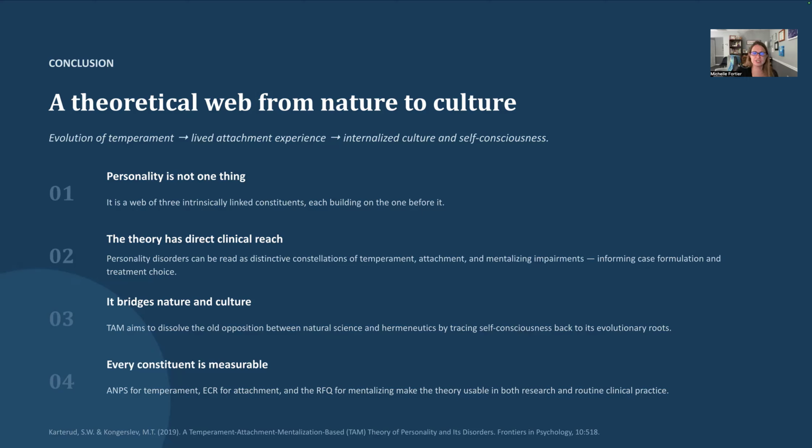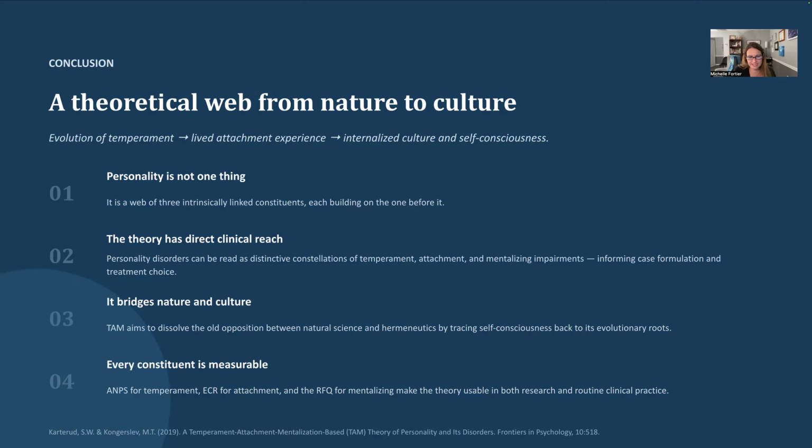TAME aims to dissolve the old opposition between natural science and hermeneutics, I can never say this word, by tracing self-consciousness back to its evolutionary roots. I even circled that word in the paper because I was like, how the hell do you say that word? And I still don't know how to say it. Oh, damn. All right. Every constituent is measurable.